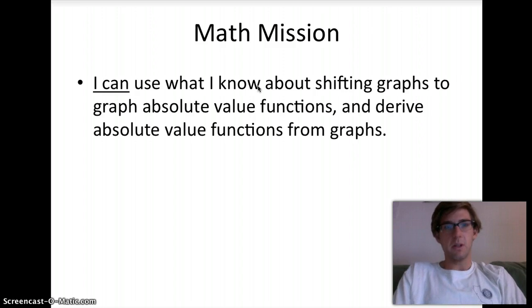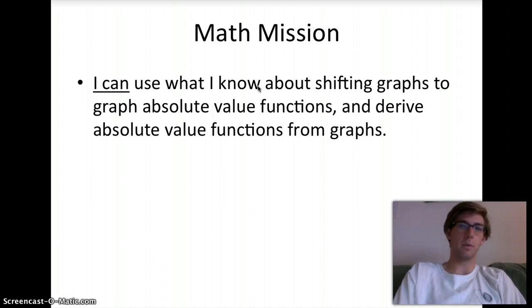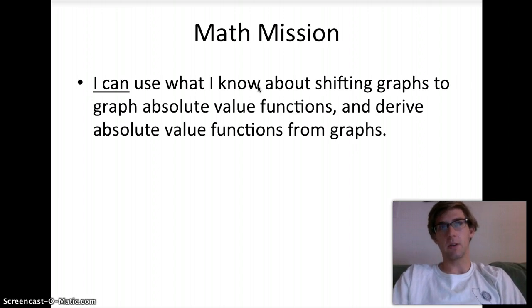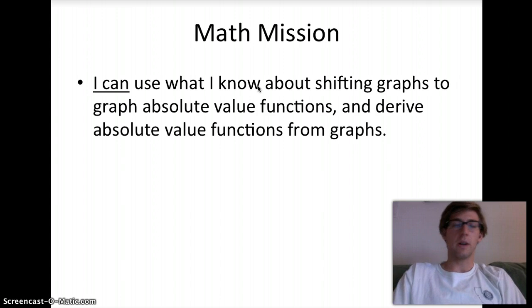The math mission here is: I can use what I know about shifting graphs to graph absolute value functions and derive absolute value functions from their graphs. So it's a lot of going from equations to graphs, from graphs to equations, and thinking about what we know about different parts of an equation, like slope and shifting a graph up or down with the y-intercept, or how changing the input can move a graph left or right. Applying that to absolute value functions.